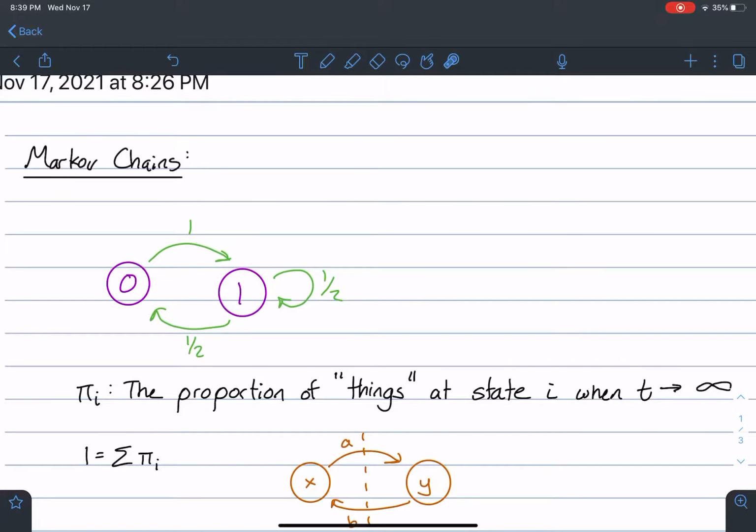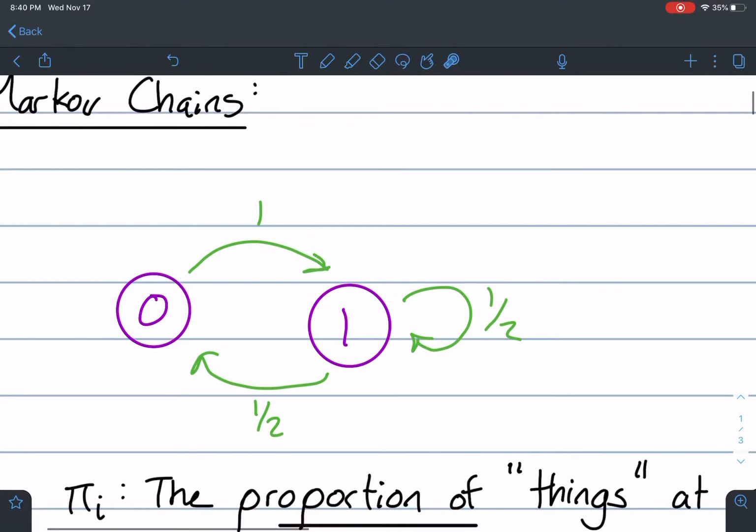Markov chains. So Markov chains are described like this. You have different states. Here we have state 0 and state 1. And then you have changes between the states.